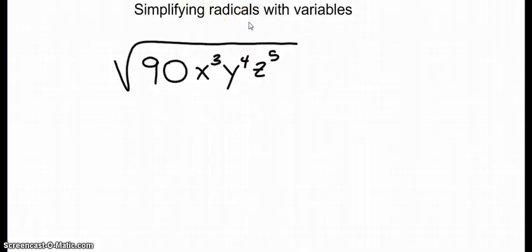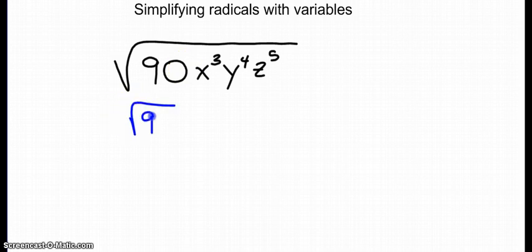Now we have simplifying radicals with variables. And there's not much difference between these types of problems and the previous problems that we just completed. The only thing that is different is obviously the fact that we have variables involved. So what I like to do is just break these up into little mini problems with the radicals.